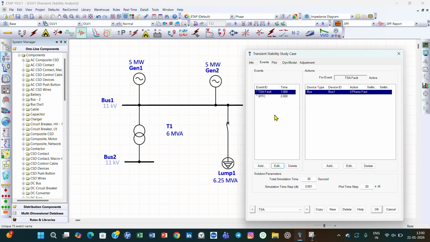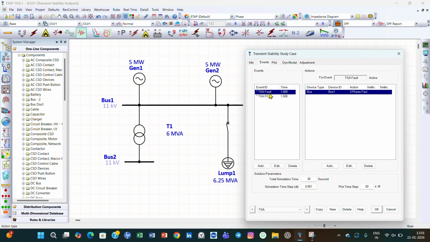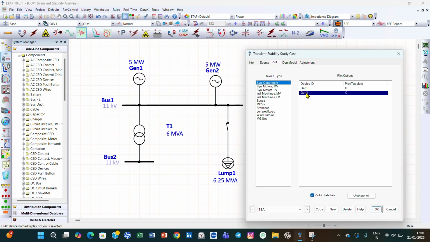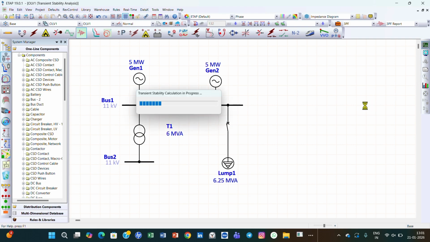and click OK. And this one we can name it TSA transient stability fault cleared FC, and we can name it 1.5 and OK. We can apply the three-phase fault on this bus 1, and we can go to the plot and we can add one more generator because now two generators are here, and click OK. Now we can run the transient stability.